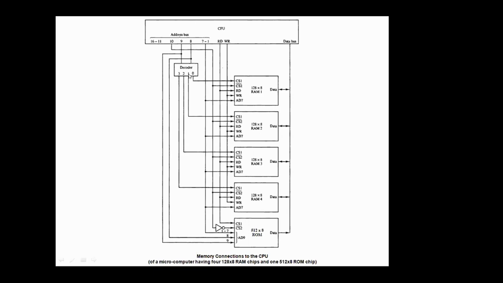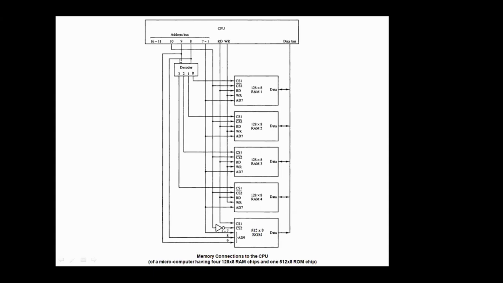How does a decoder work? Very simple. If the 8th and 9th bits, these two lines, are 0 0, then the first output of the decoder, this 0th line, will be on, and the others will be off. This will be 1 and the others will be 0. Because this is going to this RAM CS1, automatically RAM 1 will be selected.